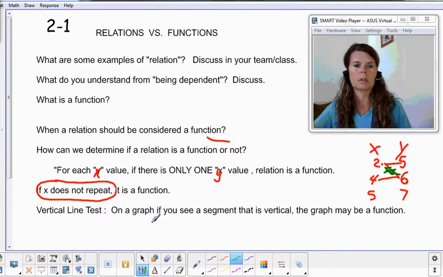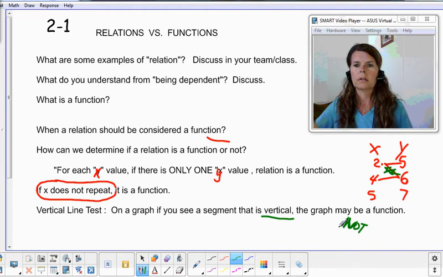The vertical line test, on a graph, if you see a segment that is vertical, then the graph may not be a function. I believe they left out the word. There should be an N. Sorry about that. Not be a function. I think the word not is left out right there.